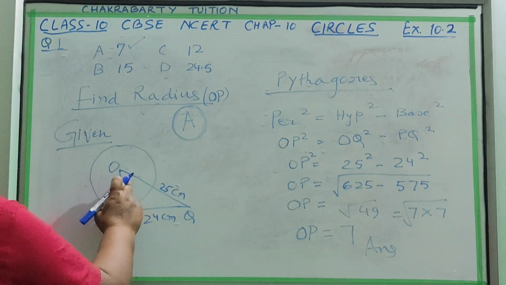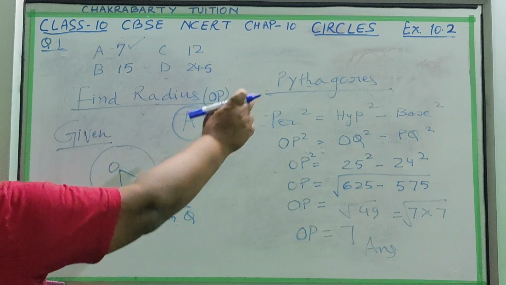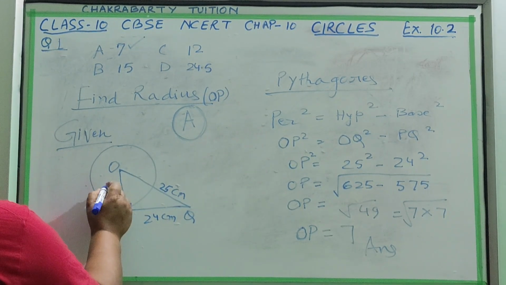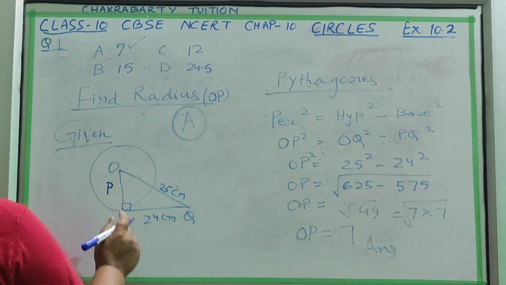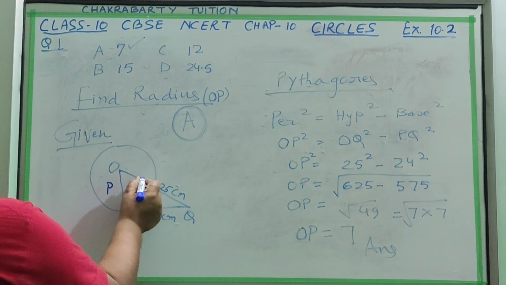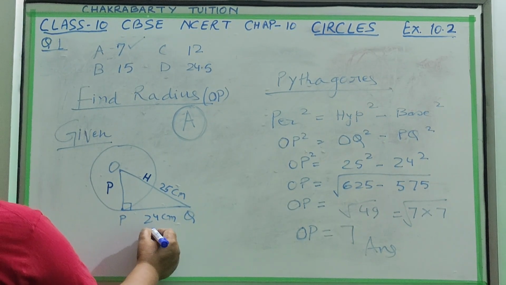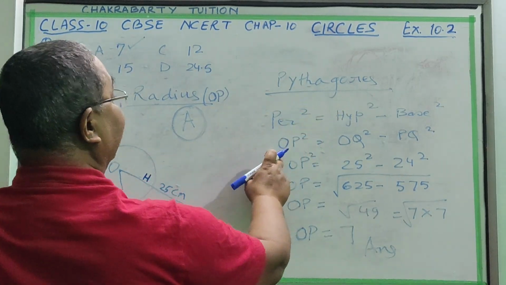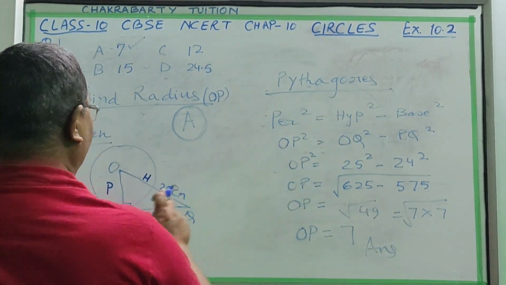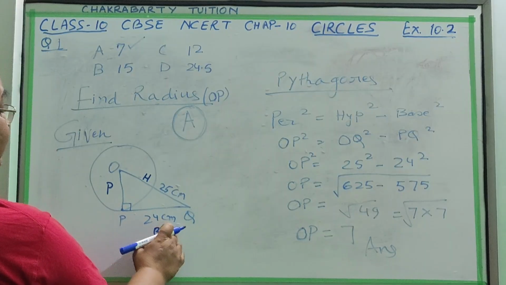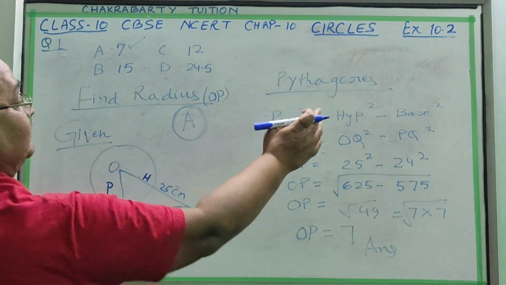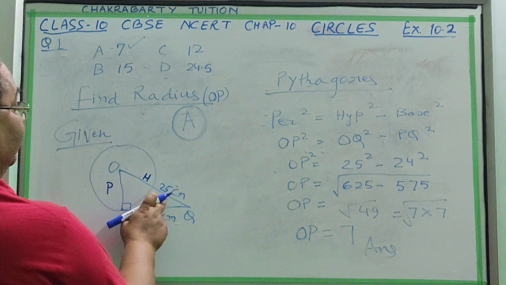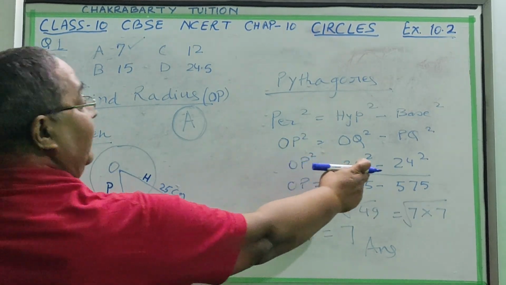Here it is a 90-degree angle, so we will use the Pythagoras theorem. This line is known as the perpendicular, this line as the hypotenuse, and this line as the base. So this formula is there. Here OP square is equal to OQ square minus PQ square. Now we will fill in the figures: OP square is equal to 25 square minus 24 square.